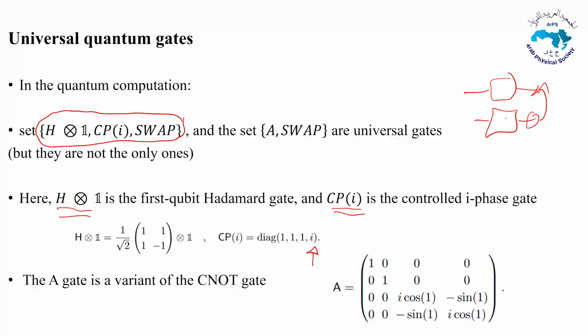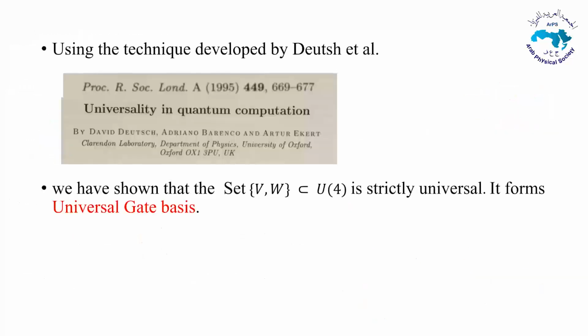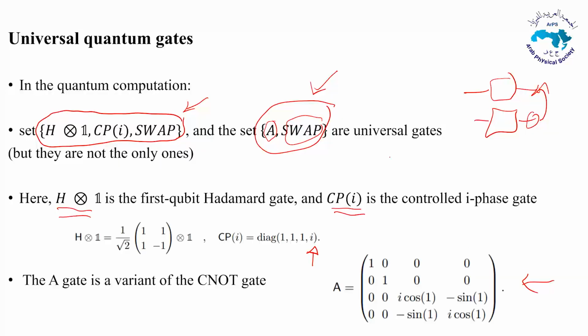The second one uses swap again with what we call a variant of C0, which is derived from this 4×4 matrix. These are two universal gate sets, strictly universal, as we call them. So now, V and W, our V and W was the question. Is it a universal set of gates? Yes, we have shown that.